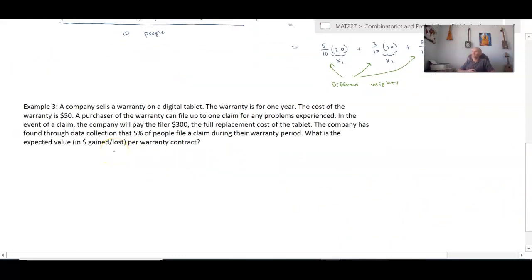The company sells a warranty on a digital tablet. The warranty is for 1 year. The cost of the warranty is $50. A purchaser of the warranty can file up to 1 claim for any problems experienced. In the event of a claim, the company will pay the filer $300, the full replacement cost of the tablet. All right, so I can pay the company $50, and if something happens to my tablet, I file a claim, and the company pays me $300. The company has found through data collection that 5% of people file a claim during their warranty period.